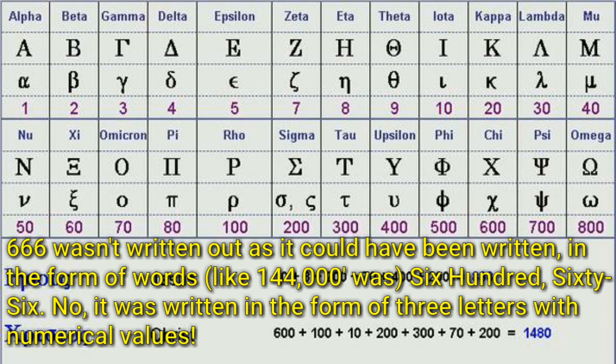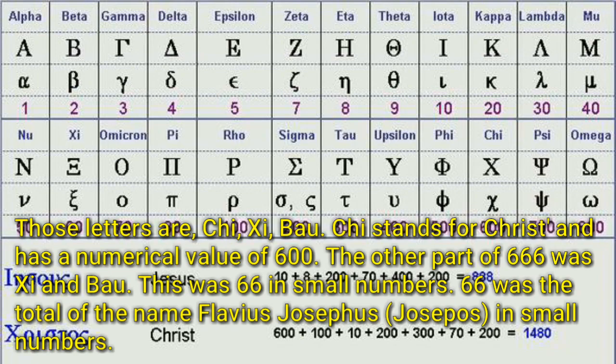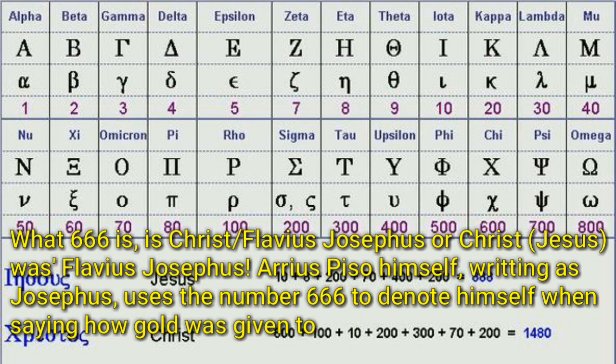666 wasn't written out as it could have been, in the form of words like 144,000. No, it was written in the form of 3 letters with numerical values. Those letters are chi, xi, stigma. Chi stands for Christ and has a numerical value of 600. The other part of 666 was xi and stigma. This was 66 in small numbers. 66 was the total of the name Flavius Josephus, Josephos, in small numbers. What 666 is: Christ Flavius Josephus, or Christ Jesus was Flavius Josephus.